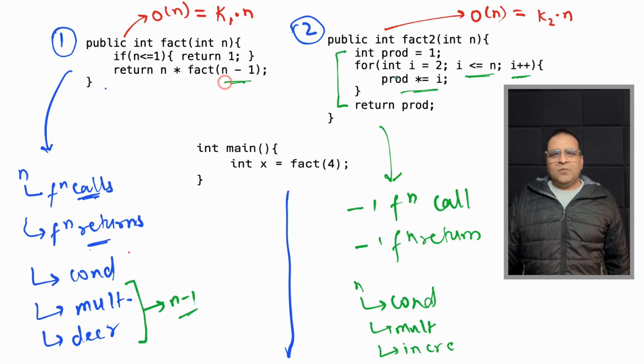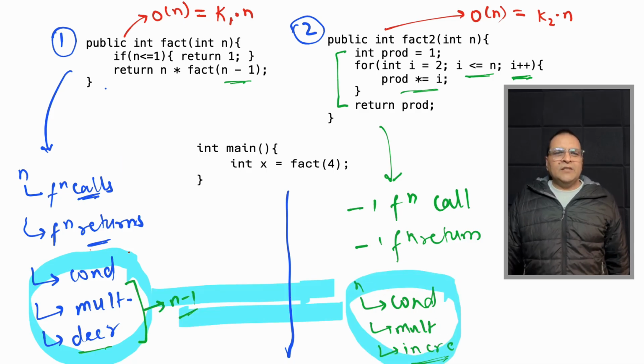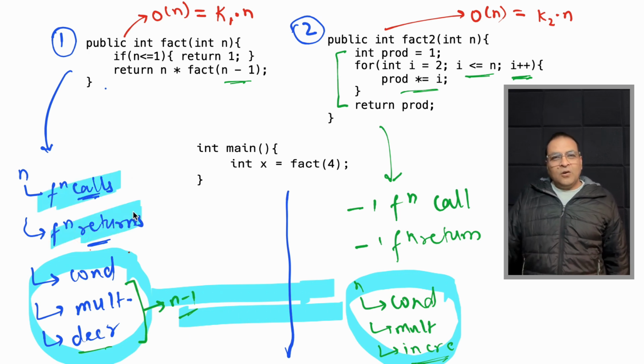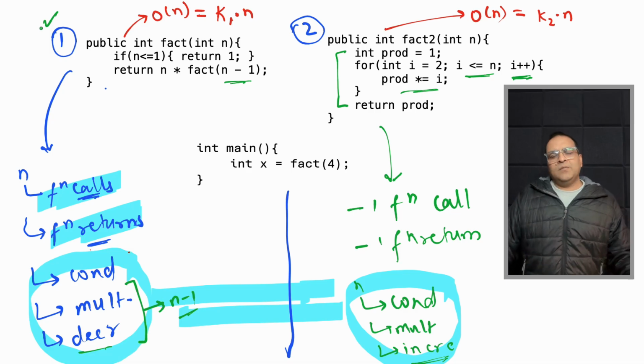So here we are doing the decrement operation, here we are applying the increment operation. n condition checks, n multiplications and n decrements are almost equal to n condition checks, n multiplications and n increments. But in case of the first function, there are n function calls and n function returns. Function call in itself is a very expensive operation and function return is also a very expensive operation. Therefore, the time taken by the first function is much more than the time taken by the second function, even though their asymptotic time complexities are the same. In absolute sense, the first function will take more time than the second function.